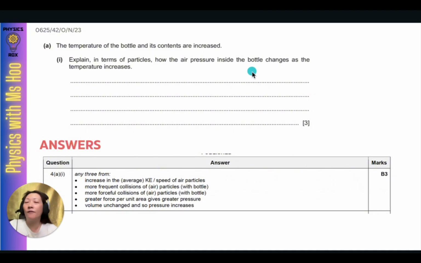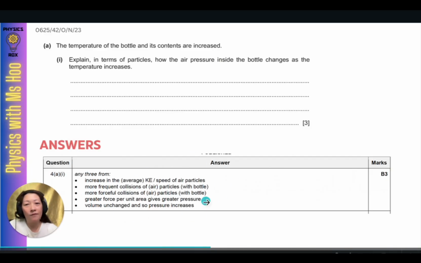This question now is very clearly asking about how the gas pressure changes because they've given us a situation where something else has changed, causing the gas pressure to change. So when answering this question, we need to talk about those changes. You need to start off first with what's causing the change in gas pressure. So the temperature has increased. This causes the increase in the average kinetic energy or average speed of the air particles, causing more frequent collisions or more forceful collisions of the air particles with the bottle. So greater force per unit area gives greater pressure, while the volume remains unchanged. That's why the pressure increases.